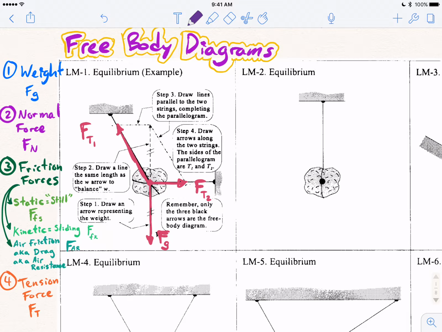We are talking about free body diagrams. Before coming into this lesson, you should already know what vectors are. You should know you draw them with arrows. You should know that the length represents the magnitude, and then obviously you point the arrow in the direction.